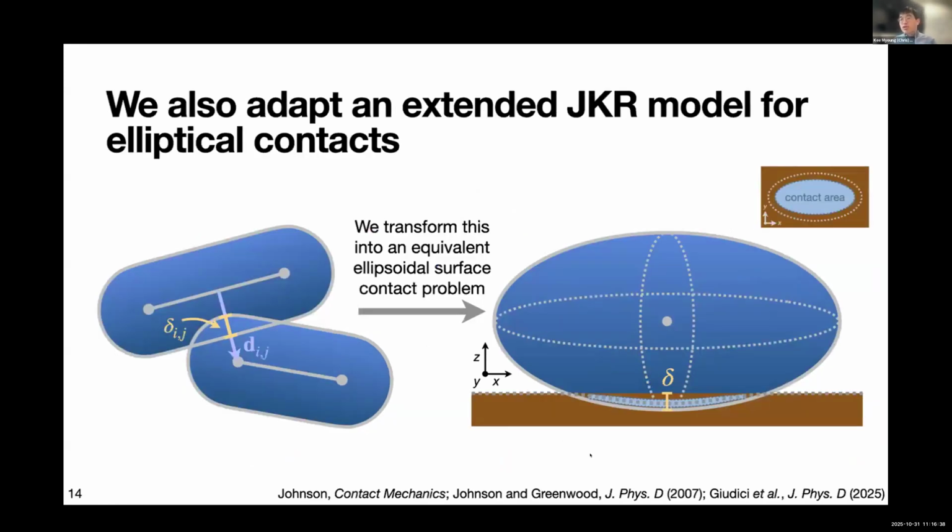And so to circumvent this, we also built a second model, a fully anisotropic JKR model. The approach we take here is to transform this contact problem into an equivalent ellipsoidal surface contact problem, where an ellipsoid is in adhesive contact with a surface with an elliptical contact region. And we solved this problem using a model recently proposed by Giudici et al. in this paper, which is actually an updated version of an earlier model by Johnson and Greenwood here.